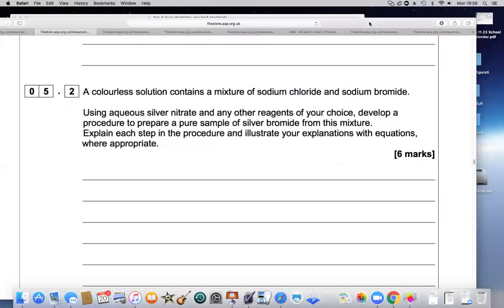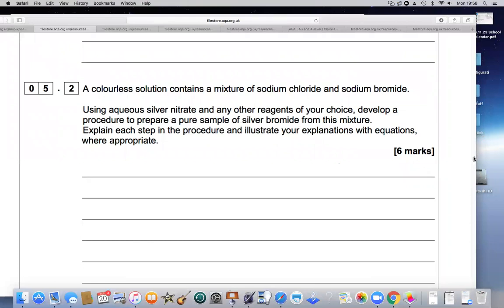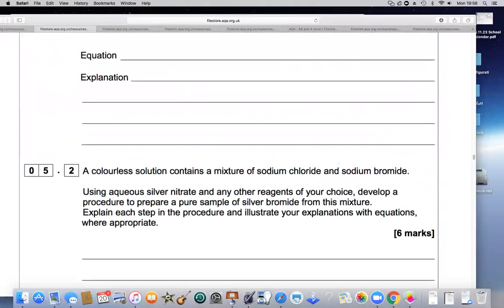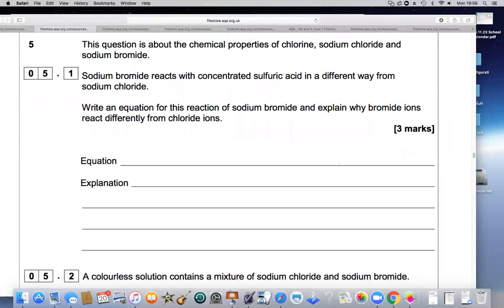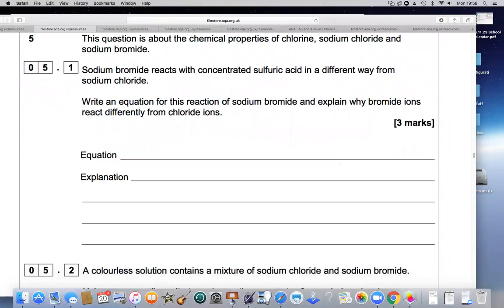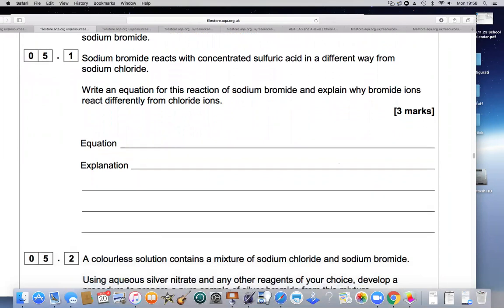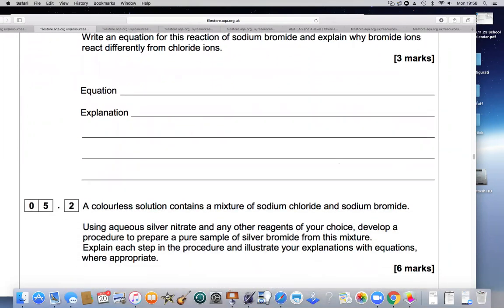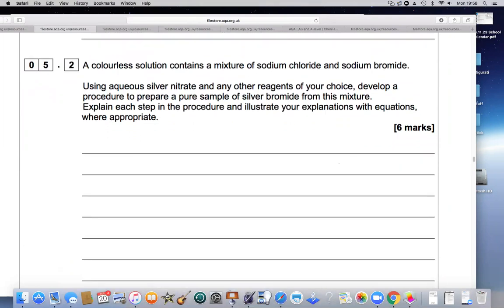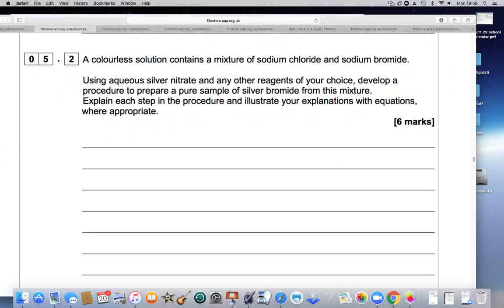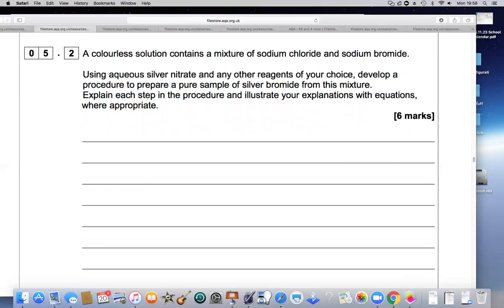So 5.2, this goes back to our silver nitrate test. We'll maybe go up to the top of the question just to give you the full context. Chemical properties of chlorine, sodium chloride, and sodium bromide. The first one's about the reaction with concentrated sulfuric acid, which again at this time of year you might not have talked about yet, so you might not be aware of. So 5.2, a solution contains a mixture of sodium chloride and sodium bromide. Using aqueous silver nitrate and any other reagents of your choice, develop a procedure to prepare a pure sample of silver bromide from this mixture. Explain each step in the procedure and illustrate your explanations with equations where appropriate.